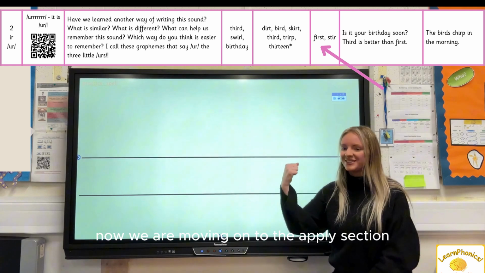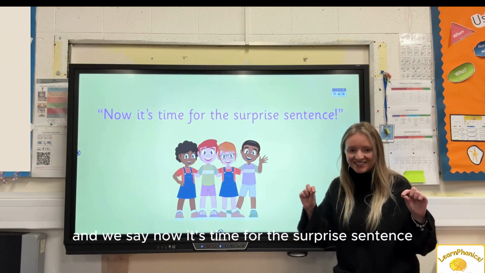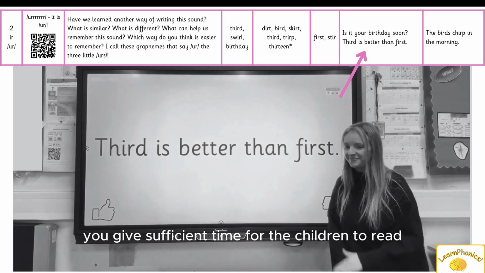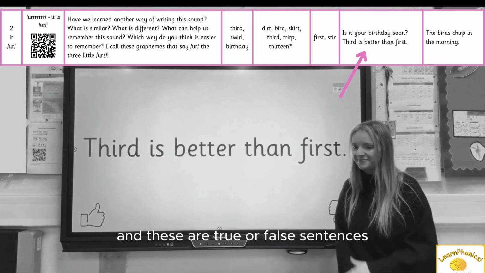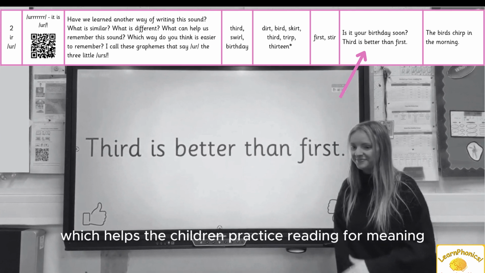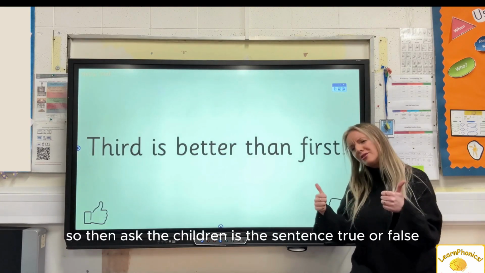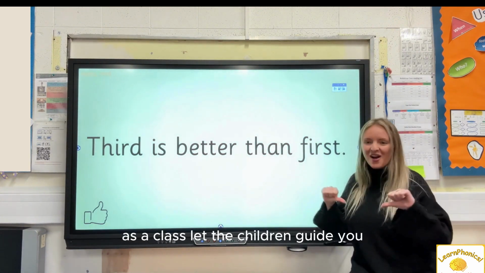Now we are moving on to the apply section and we say, now it's time for the surprise sentence. So here you show the sentence, and again, make sure you give sufficient time for the children to read quietly to themselves. These are true or false sentences, which helps the children practice reading for meaning, as well as adding a bit of fun to the lesson. So then ask the children, is the sentence true or false?